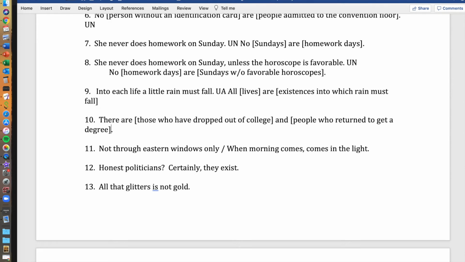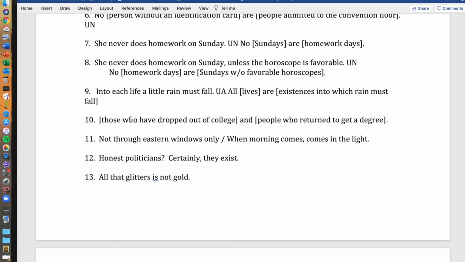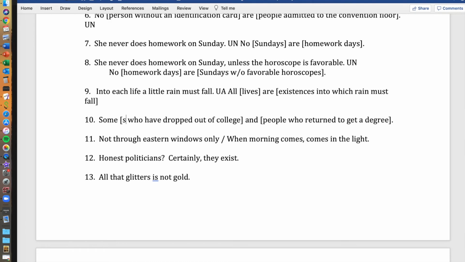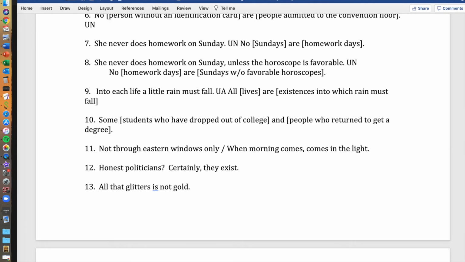Now the question is, is it affirmative or negative? There are those, right? That's an affirmative statement. So some, we'll call this, some students who have dropped out of college are people who returned to get a degree. Some, or you could just say some dropouts are people who return to get a degree. But we have the subject term and the predicate term and a particular affirmative statement.